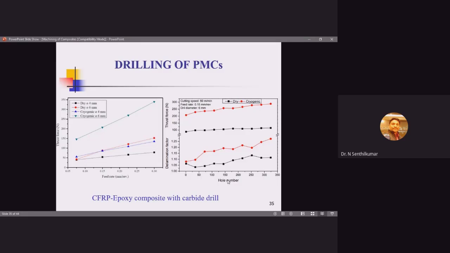Number of holes, with a single cutting tool I am going to use. Dry and cryogenic. With dry machining, with increased hole numbers, the delamination factor is less. But if I go with cryogenic, it gets increased. So in drilling of polymer matrix composites, cryogenic cooling does not make any positive effect. That is the finding given here. But whenever we use this for drilling of metal matrix composites, if I use cryogenic cooling, then the outputs that you are seeing here will be reversed.